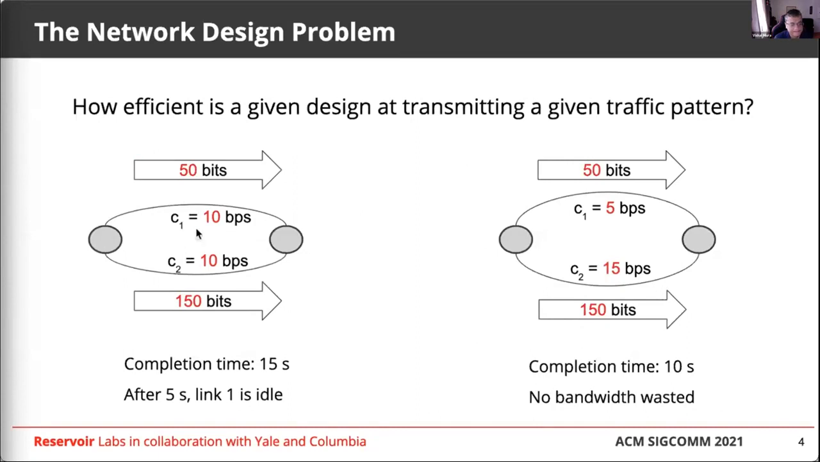After 5 seconds, all the capacity of the first link is idle for the rest of the transmission. That seems pretty wasteful. Now look at the design on the right. In this design, the links have different capacities, 5 and 15, but notice that the total capacity is still the same, it's still 20. Now both flows will finish at the same time in this case, so the transmission is complete after only 10 seconds. And no bandwidth is wasted at all, so this design is actually as efficient as possible. As you can see, this design is tailored to the traffic pattern. So the idea is that we want to allocate capacity intelligently so as to minimize waste given what we know about the traffic load of the network.